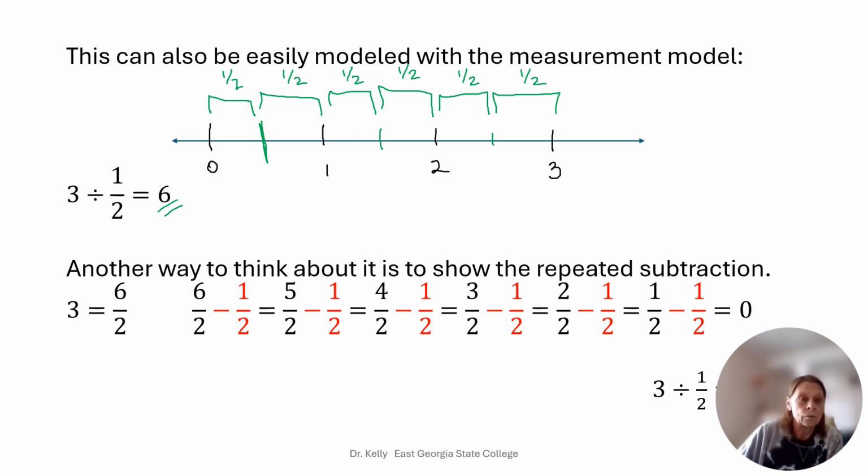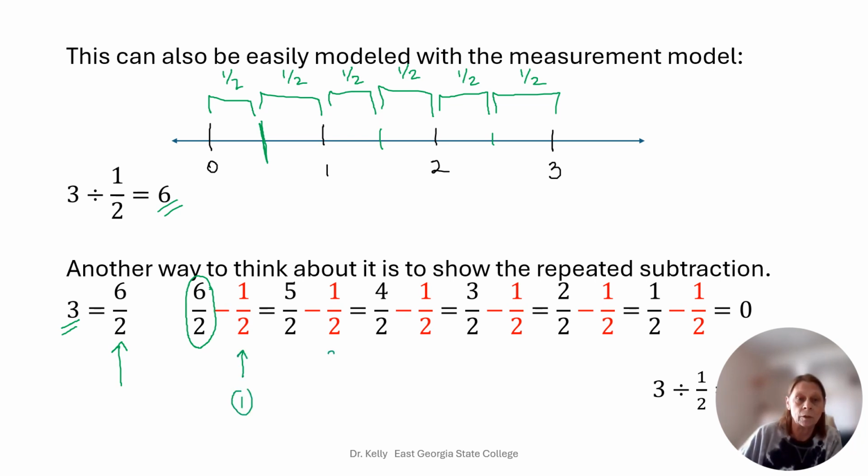take your dividend and write it in terms of halves. So change it over. 3 is equal to 6 over 2 halves, and you start off with that. So whatever your denominator is, the divisor tells you what you need to convert it to. And then we just start subtracting halves.